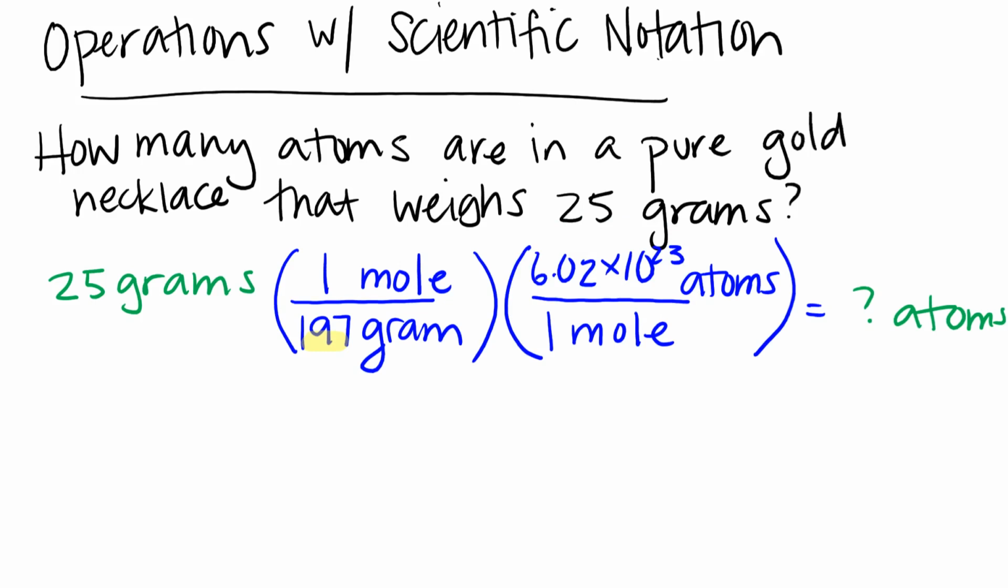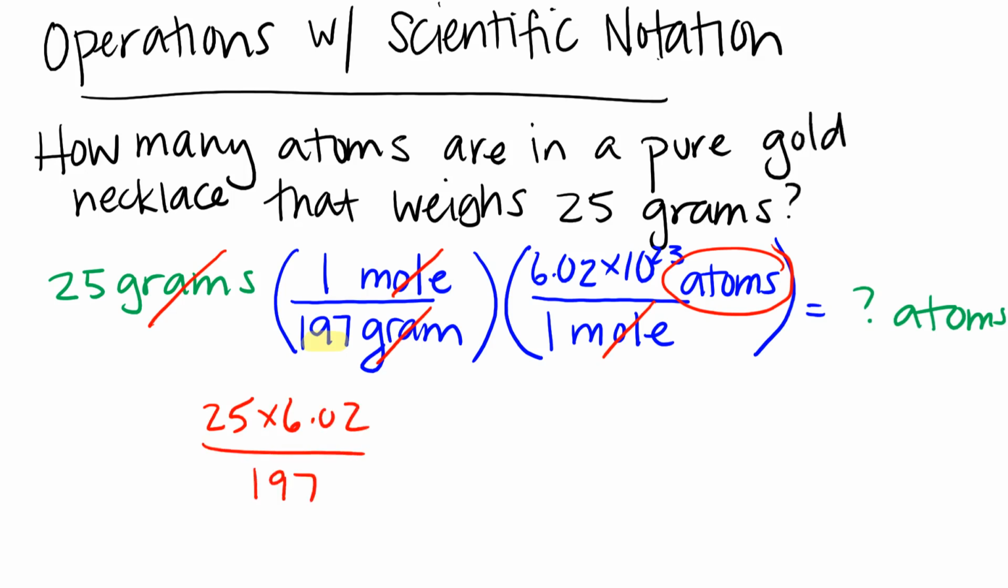So as you can see with our unit conversion here, grams will cancel, moles will cancel, and we're just going to be left with atoms. So in order to actually do this math, we're going to multiply 25 times 6.02, divide that by 197, right? So we're going to take all of these numbers, and this is all going to be times 10 to the 23rd. So I'm going to bust out a calculator.